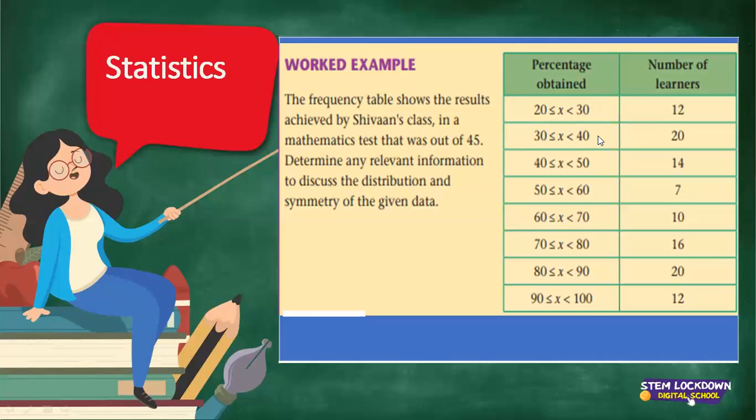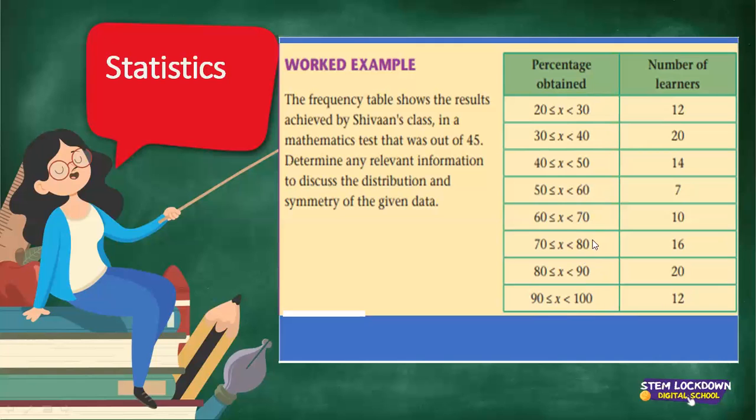So our midpoint, the mid mark, is 35 here. Here will be 45: 50 plus 40 is 90, 90 divided by 2 is 45. Then there will be 55: 60 plus 50 is 110, divided by 2 is 55. Then there will be 65. Then we have 75, we have 85, and we have 95. 95 how? 100 plus 90 is 190, so 190 divided by 2 gives us 95. So this will be your mid-mark.